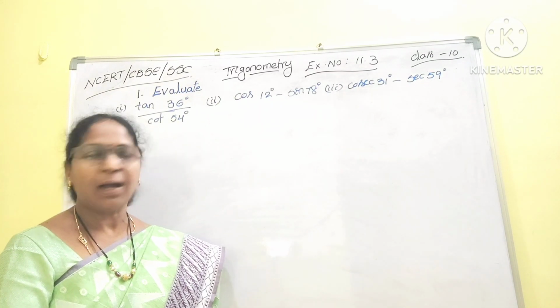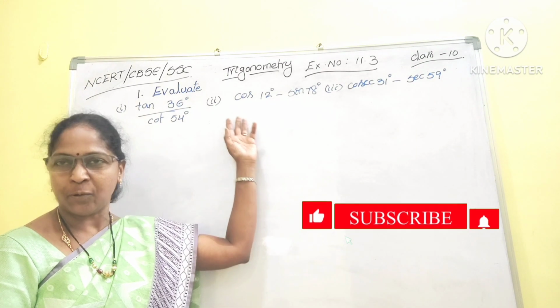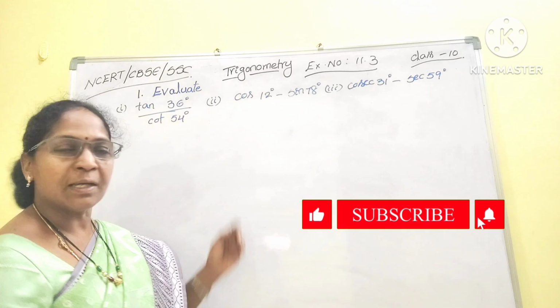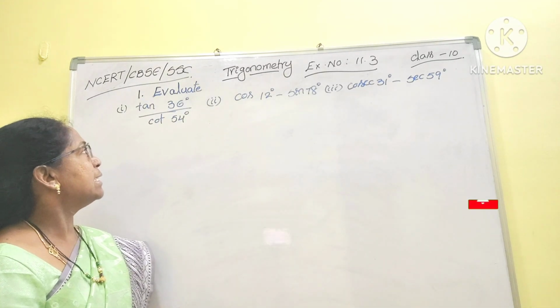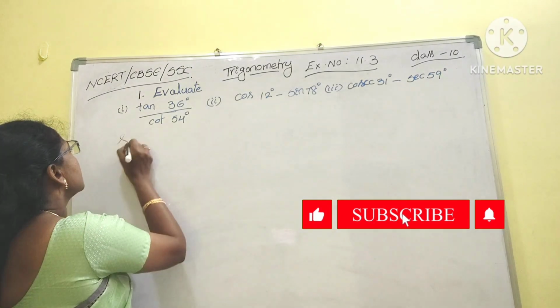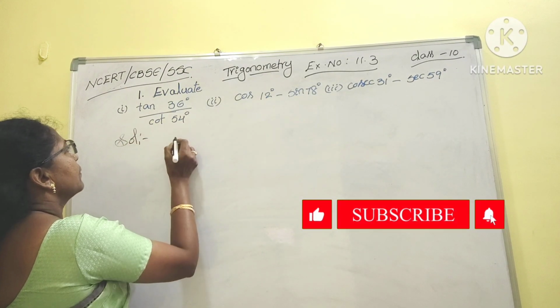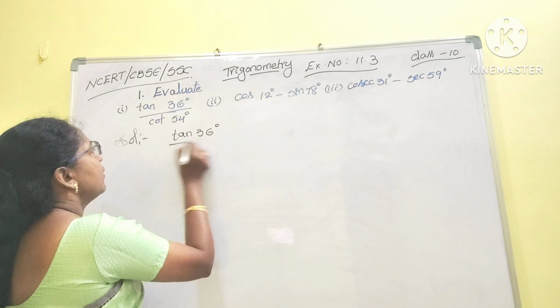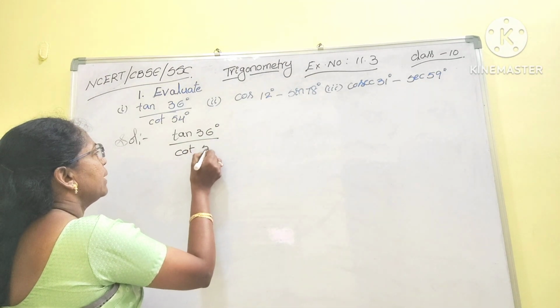Today in this video, I am going to explain trigonometry exercise number 3. In this first sum, evaluate tan 36 degrees divided by cot 54 degrees. How can you solve this sum? Just tan 36 degrees divided by cot 54 degrees.